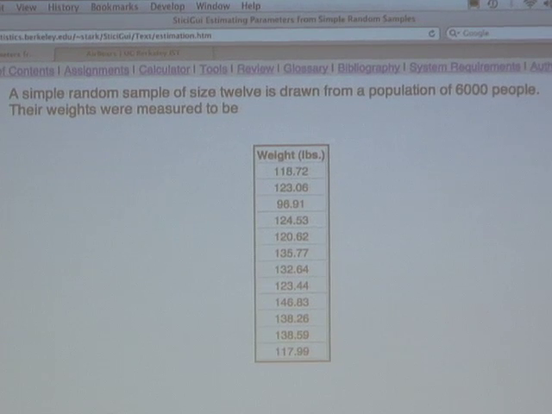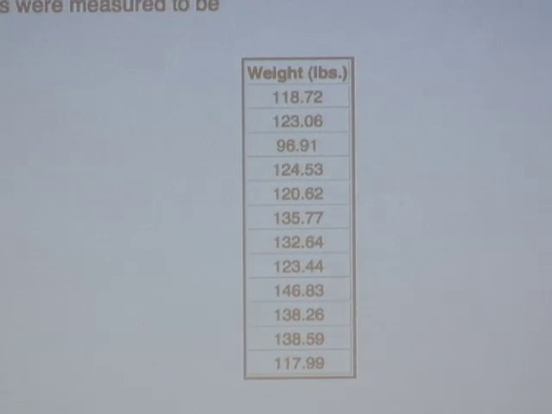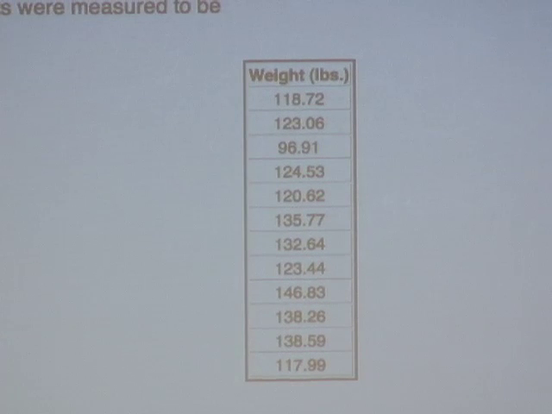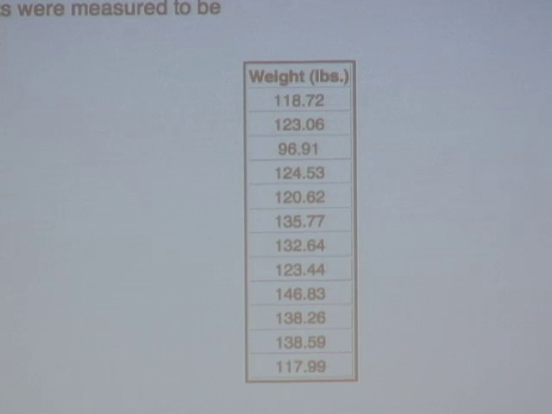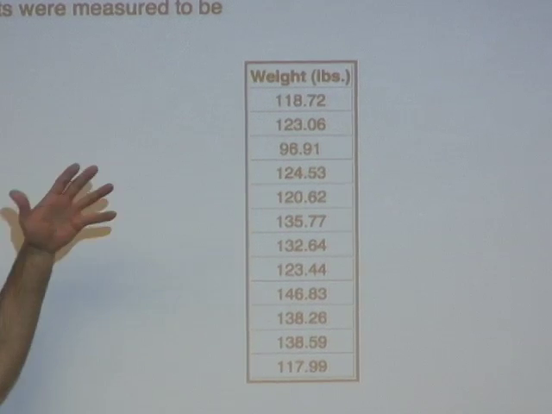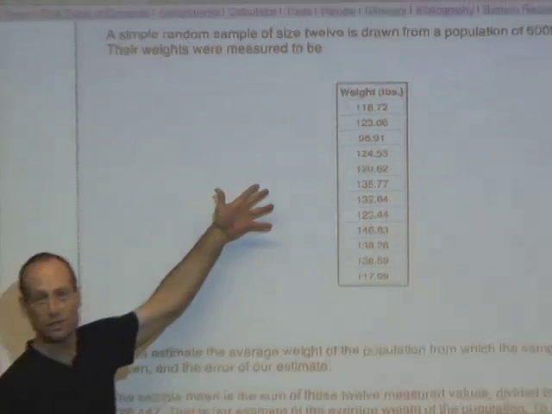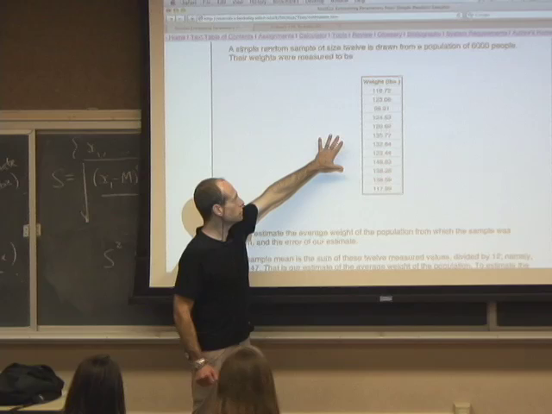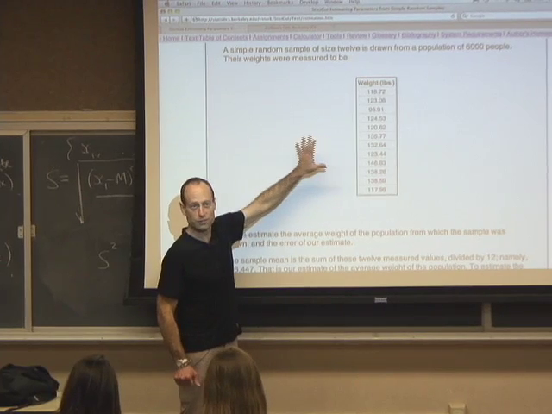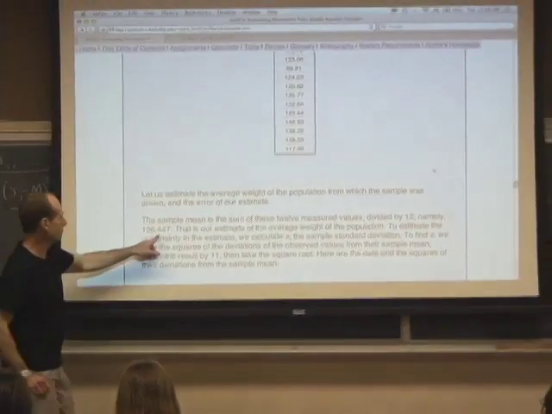All right, so here is a sample of 12 weights drawn from that box. And what we want to do is estimate the average weight of the population and estimate the error of our estimate. Okay, so our estimate of the average weight of the population would be the sample mean, right? This is our sample. The sample mean is an unbiased estimate of the population mean. So adding these 12 numbers together and dividing by 12 is the sample mean. And if we do that, the answer is 128.447.